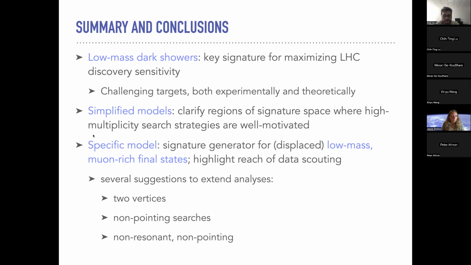And developed a fairly specific model involving some chiral field theory, chiral perturbation theory, that was kind of fun to work through, at least for those of us writing it. The main aim of developing the specific model was to present a relatively simple signature generator for generating low mass muon rich final states. We use this in part to highlight the potential reach and power of the data scouting program to advance discovery capabilities at, you know, quite low PT.